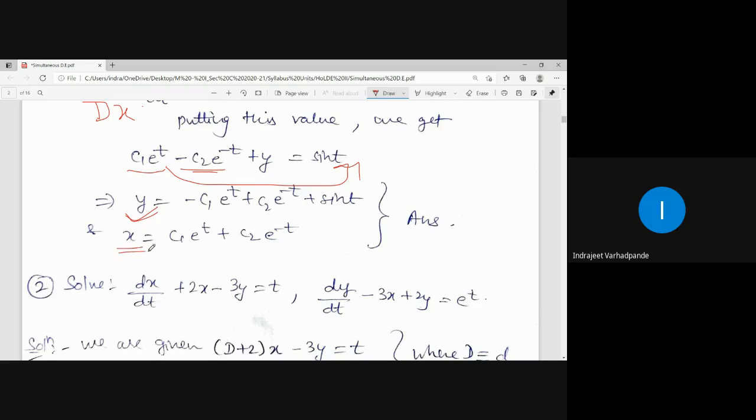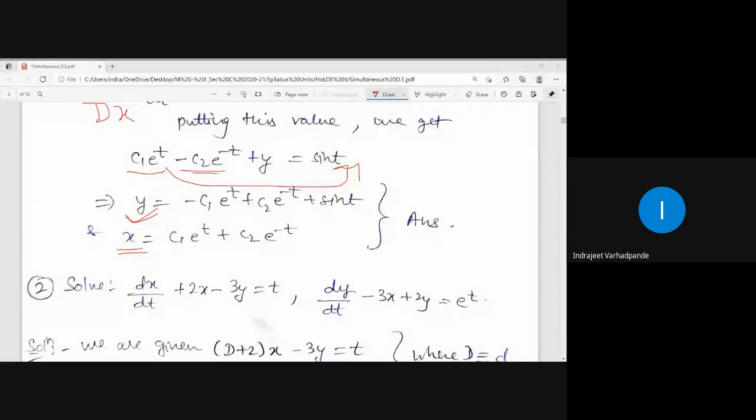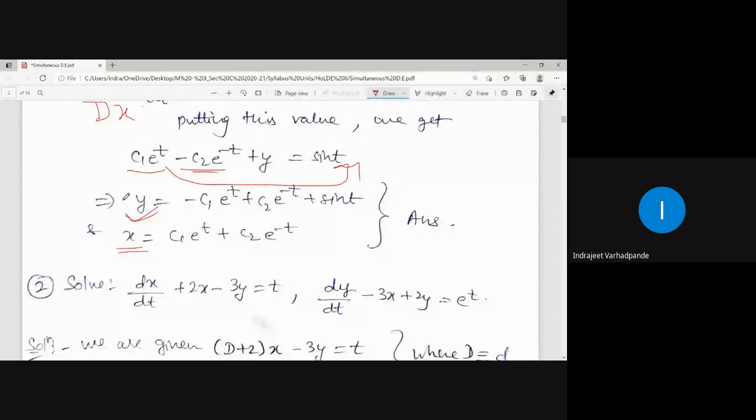x is already calculated, and hence the given differential equations, which contain dx by dt and dy by dt, are now solved with the help of the elimination method, and we have got the values for x as well as y. Similarly, we will be solving many other examples related to simultaneous differential equations. This was the first example related to simultaneous differential equations.